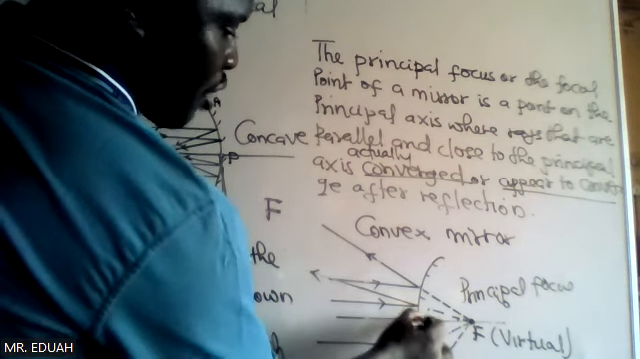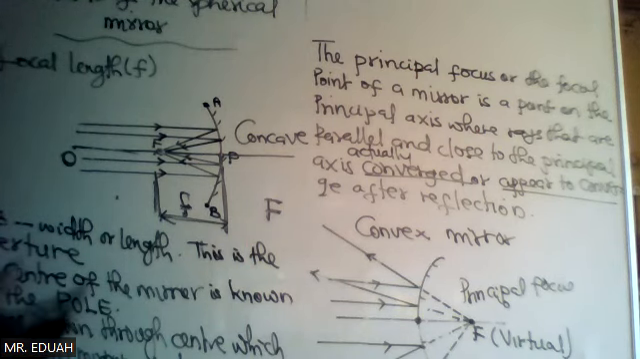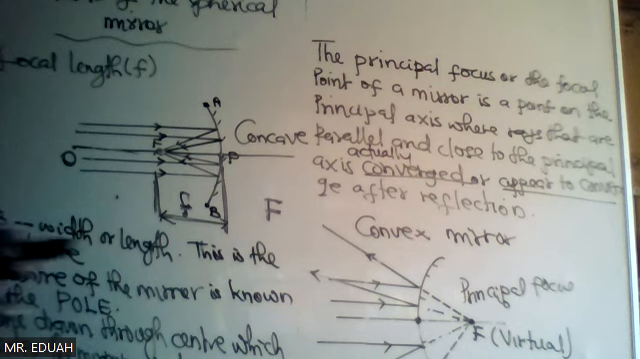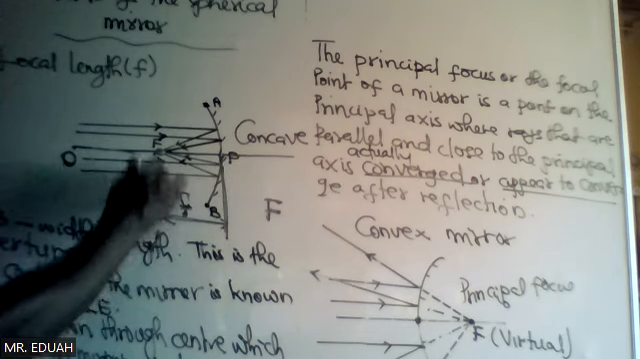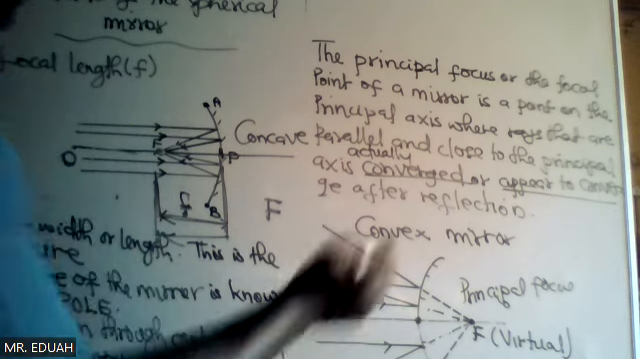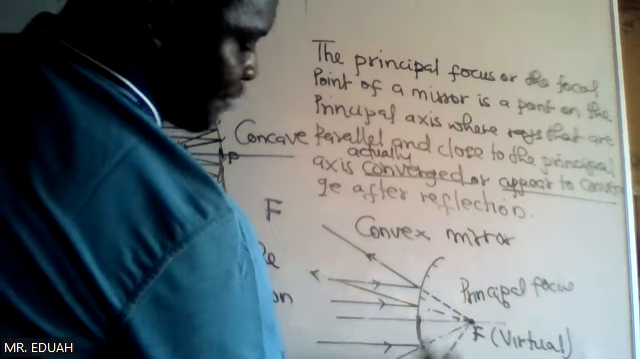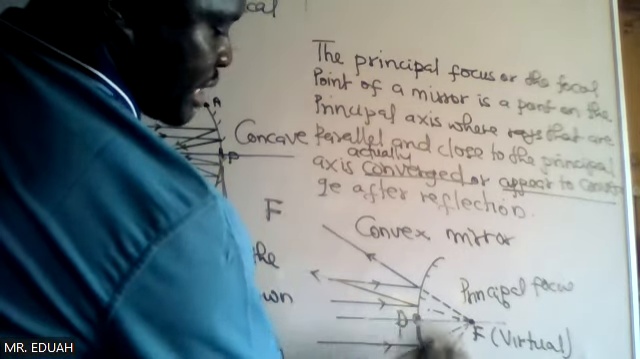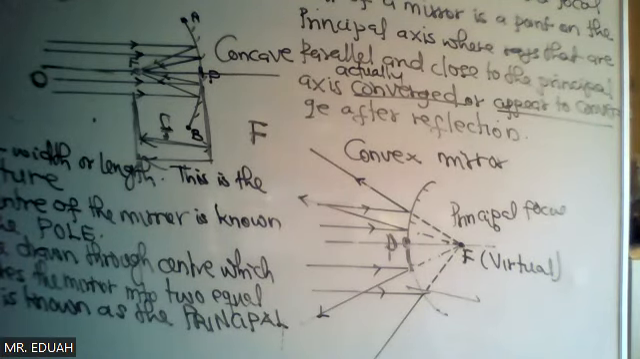So all linear measurements are taken from the pole. If you want to measure the focal length, it is this distance from the pole to F. For the concave mirror, you measure it from right to left, where the pole is here. For a convex mirror, you measure it from left to right, where the pole is here. So all measurements are taken from the pole. The length between the pole and the principal focus is the focal length, represented by small letter f. Try to get the difference between capital F and small letter f. Capital F is the principal focus, and small f is the focal length.